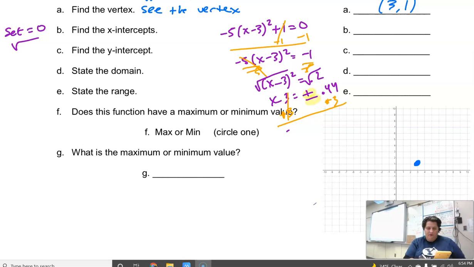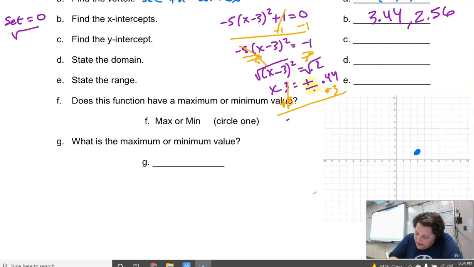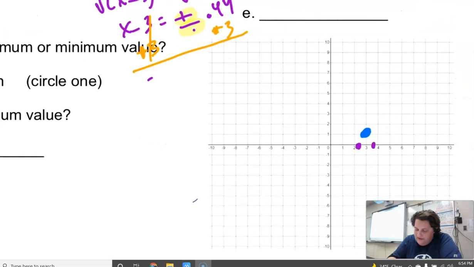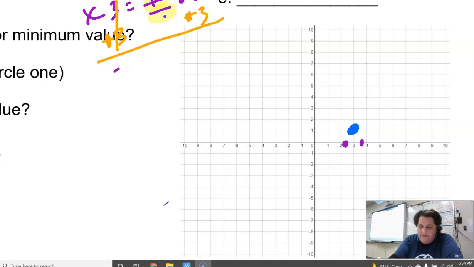Positive 0.44 plus 3 is 3.44. And I'm going to do negative 0.44 plus 3 is positive 2.56. Ooh, that is so much better, because 3.4 and 2.5, does that look pretty symmetric if I take this right down the middle? It does, okay?